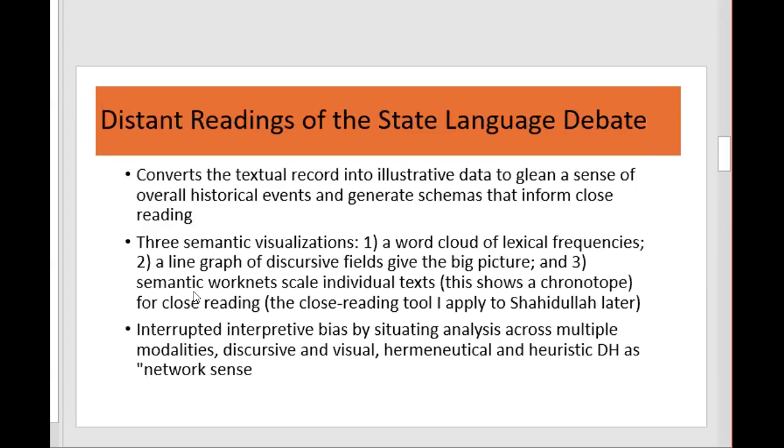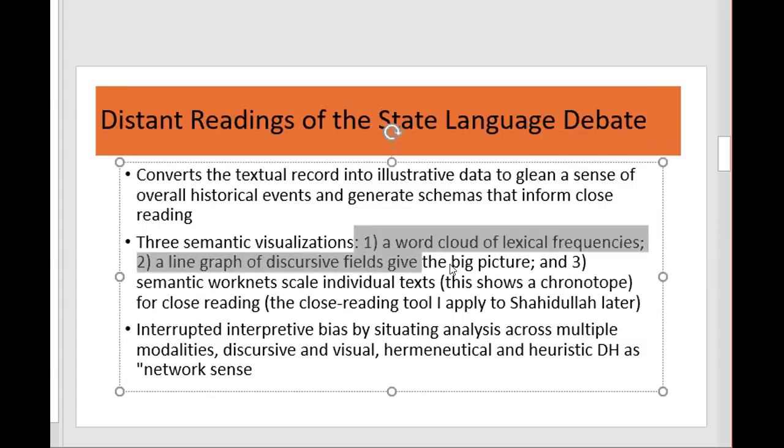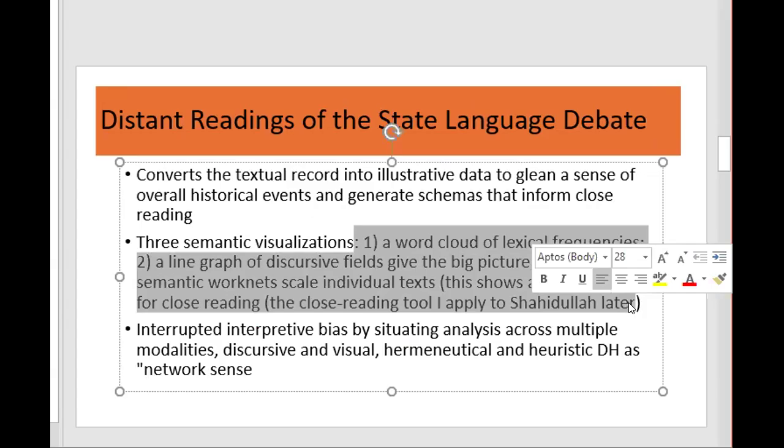So the distant readings converted, as I said, the overall history, and it created three visualizations, which is what I'll talk about next: a word cloud for lexical frequencies, a line graph that showed the big picture, and the semantic network. So this would be the chronotope I'll get to in a second. And again, it was about interrupting my bias.